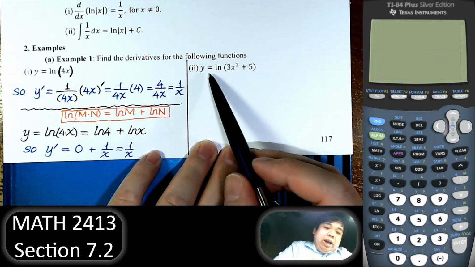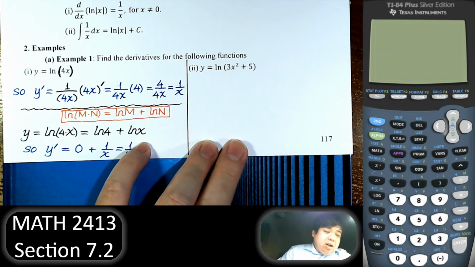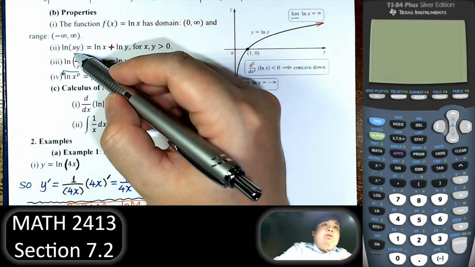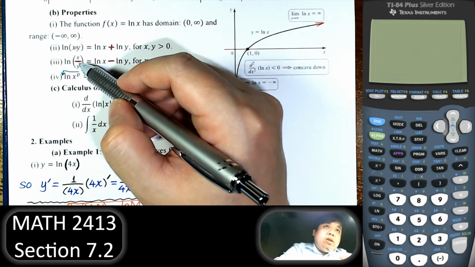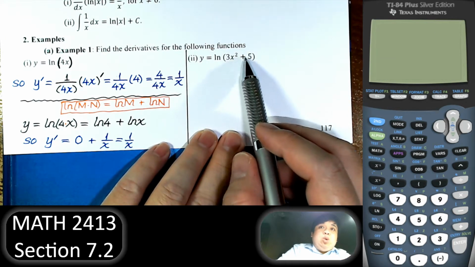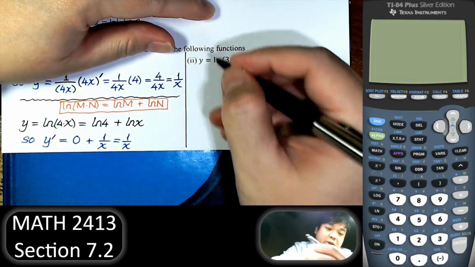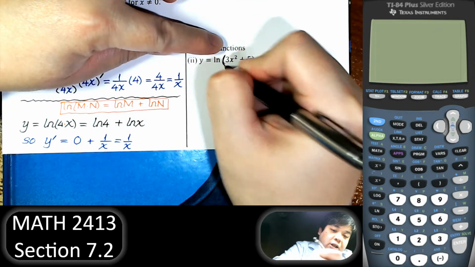Next, y equal to ln of 2x squared plus 5. Of course, we know the properties. They can be for a product, for a quotient, and a power. In here, this is a sum, so we cannot do anything with this. We just have to use the chain rule here. So we have only one option here, and that is the chain rule.